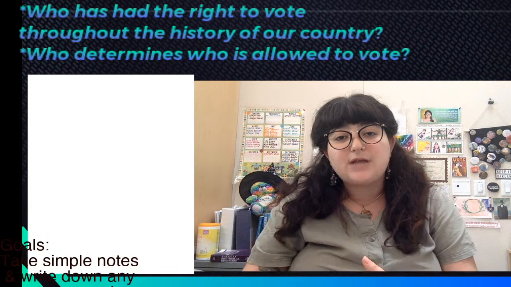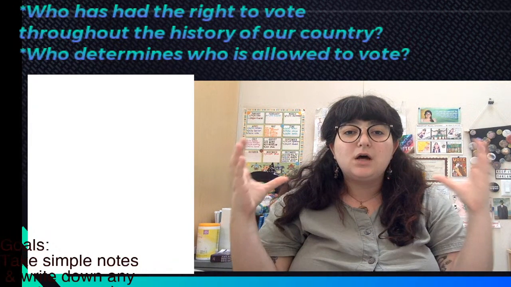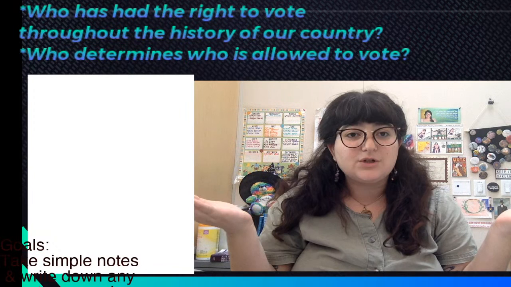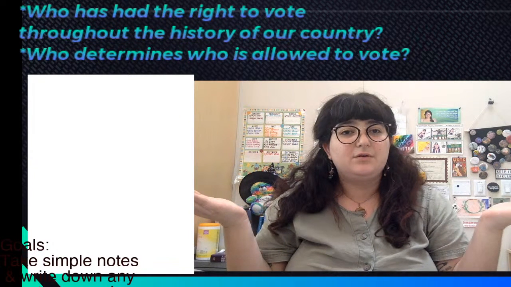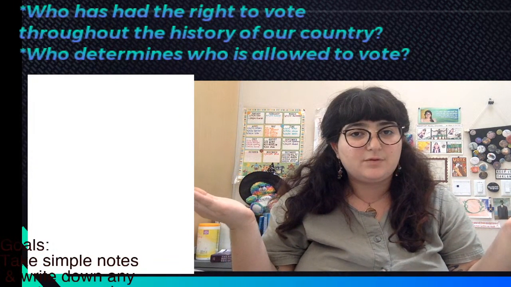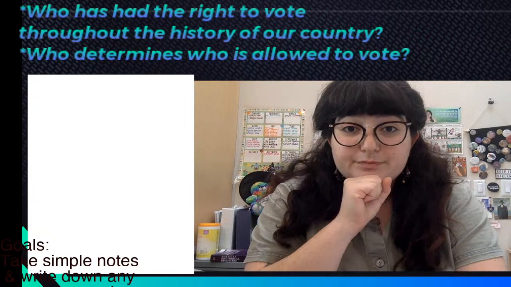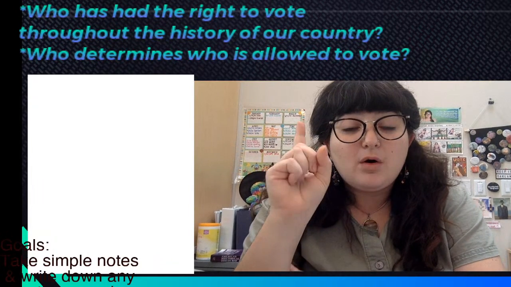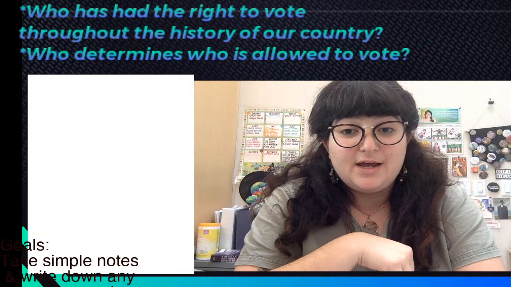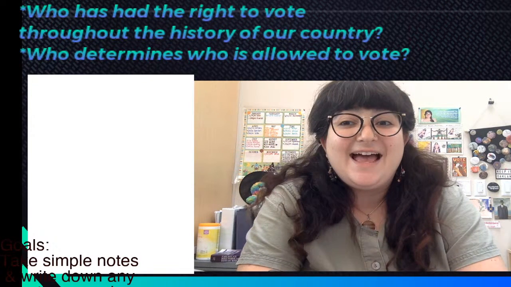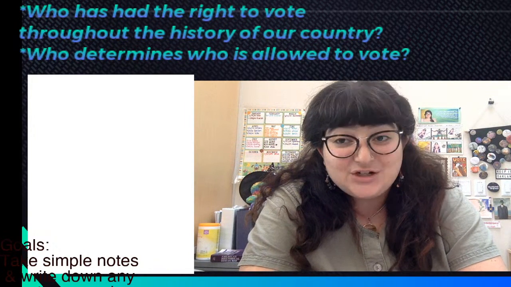So today we're going to have a general look at how has voting changed throughout history? Who has been allowed to vote? Who has had the right to vote? When did they get the right to vote? Because we know that there are moments in our recent history that have given people the right to vote who before didn't have it. And yes, your exit ticket is a slideshow.